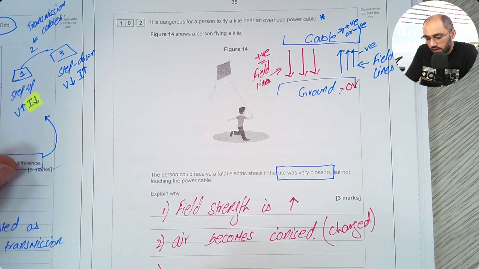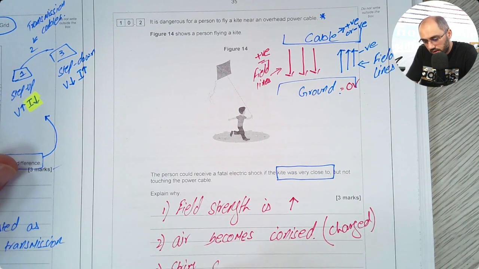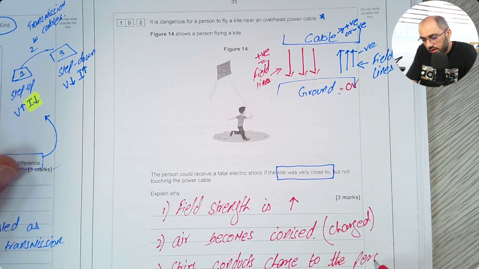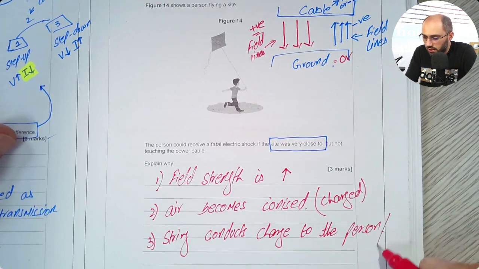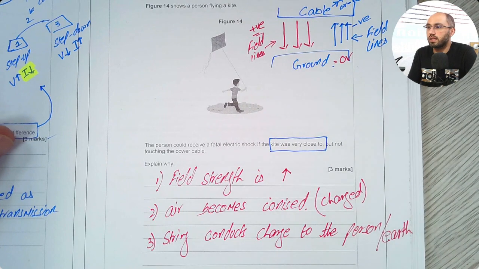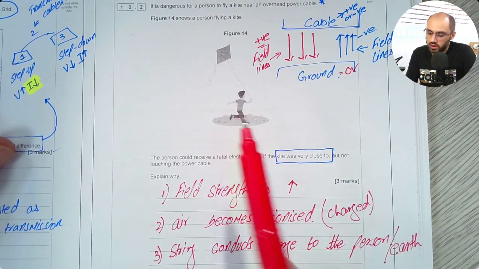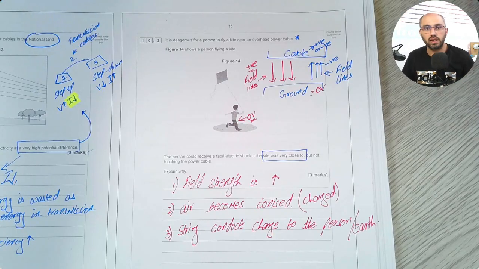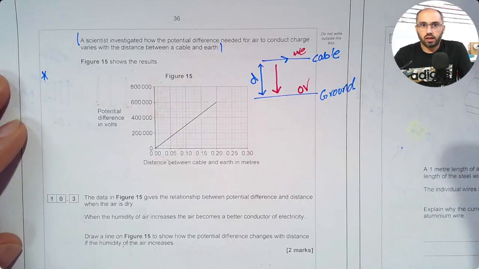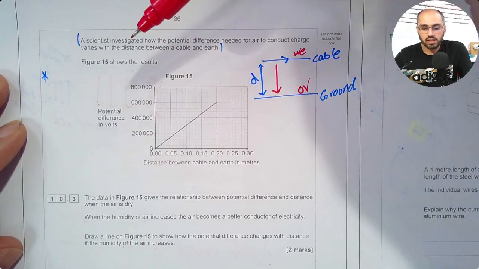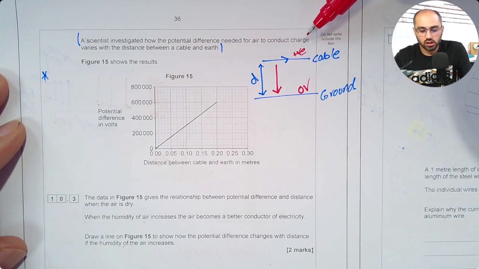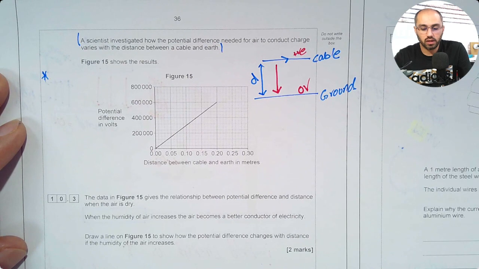So we can then say string conducts charge to the person or we can say earth. Remember one thing here, the person is standing on the earth, so technically speaking this person is also at 0 volt. So this will get us 3 marks on this question. The question then further continues and it says a scientist investigated how the potential difference needed for air to conduct charge varies with the distance between a cable and earth.